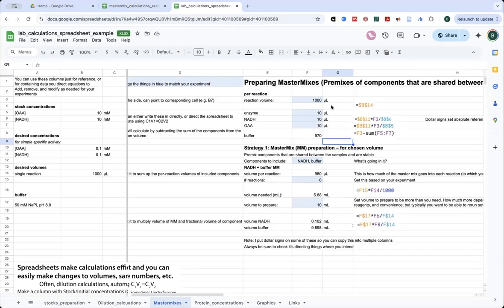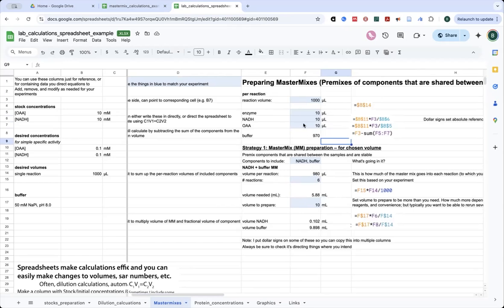Now I want to say, okay, I have 6 reactions I want to do. Which of these components can I premix? I don't want to premix the enzyme because one, that's going to be different, and two, I want to make sure it stays stable. Oxaloacetate is a pain. Actually, that's how I'm going to start the reaction, but it's really unstable, so I want to add it last. But I can premix the NADH and the buffer, so let's do that. I know that per reaction, I have 10 microliters of NADH and I have 970 microliters of buffer.